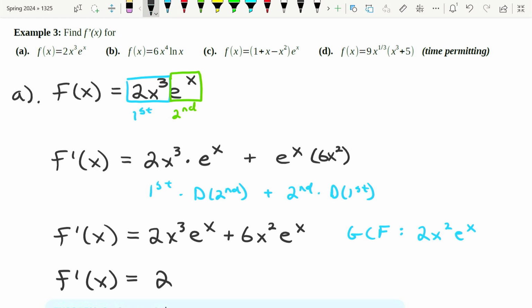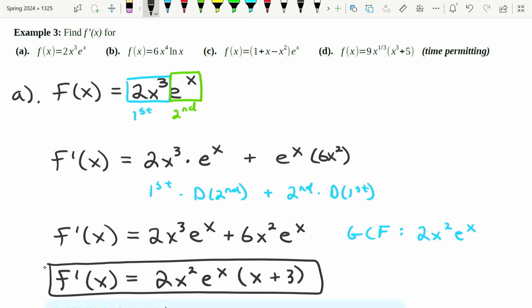So we could write this as 2x squared e to the x, parentheses, x plus 3. 2 being the biggest number that divides into both 2 and 6, and x squared being the largest factor in common from x to the third and x squared, and also e to the x is in common with both as well.